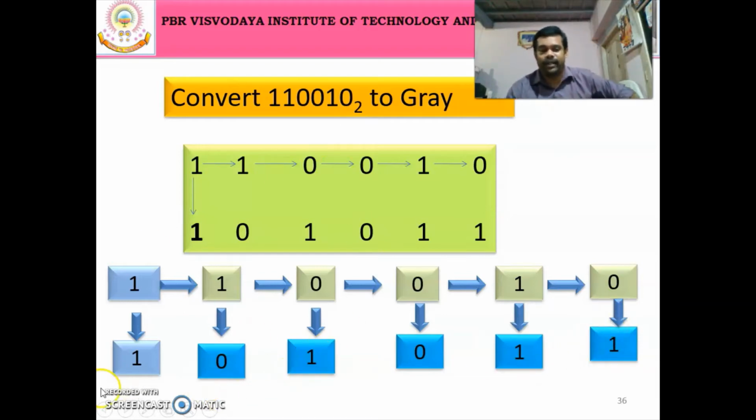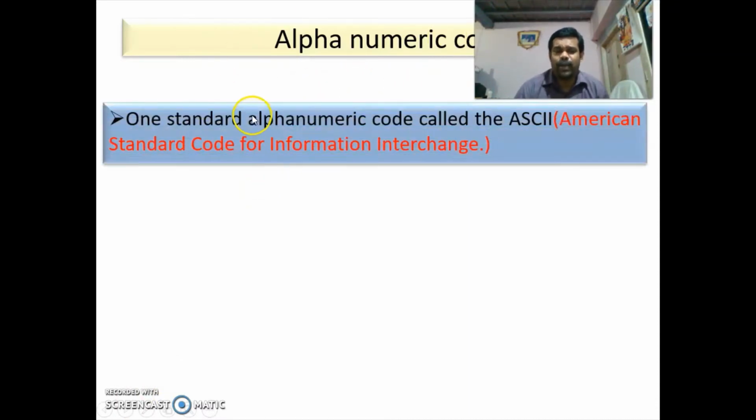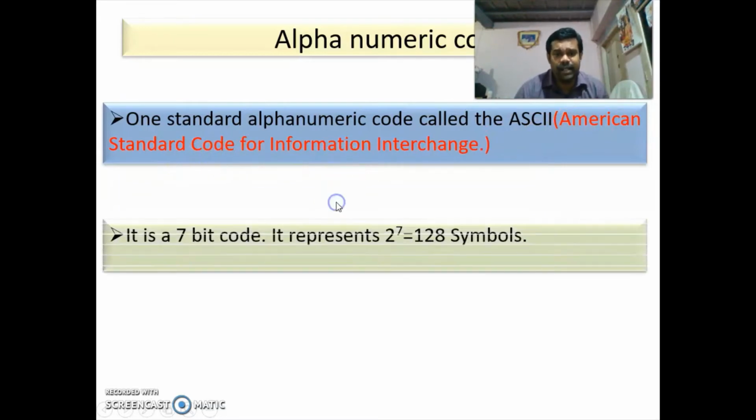So we have converted binary into gray. So next code is alphanumeric code. One standard alphanumeric code is ASCII. ASCII stands for American Standard Code for Information Interchange.